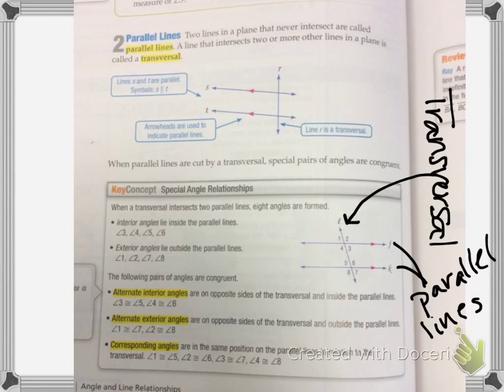Corresponding angles are angles that are in the same position on each parallel line. So angle 1 and angle 5 are corresponding because they're in the same position on each parallel line. Angle 2 and angle 6, angles 4 and 8, and angles 3 and 7. And they're all going to be congruent to each other if they fall into those categories.